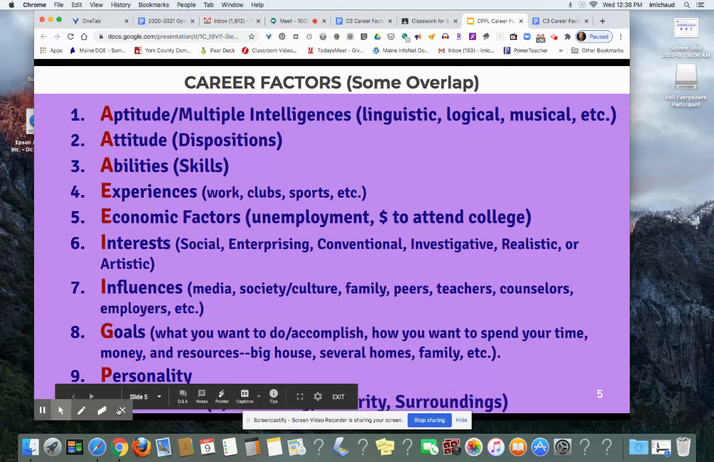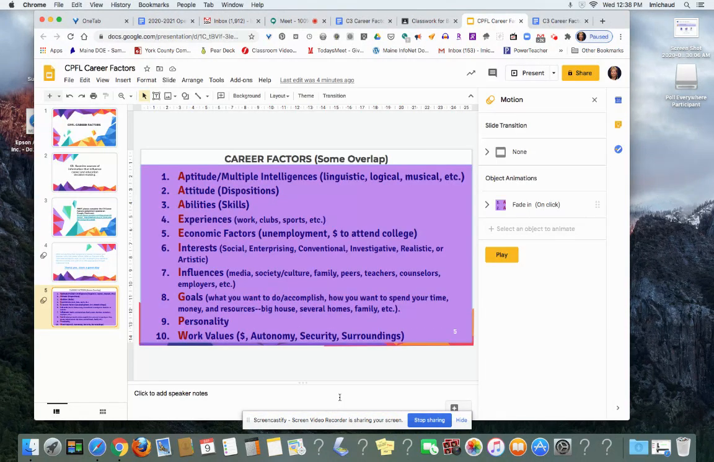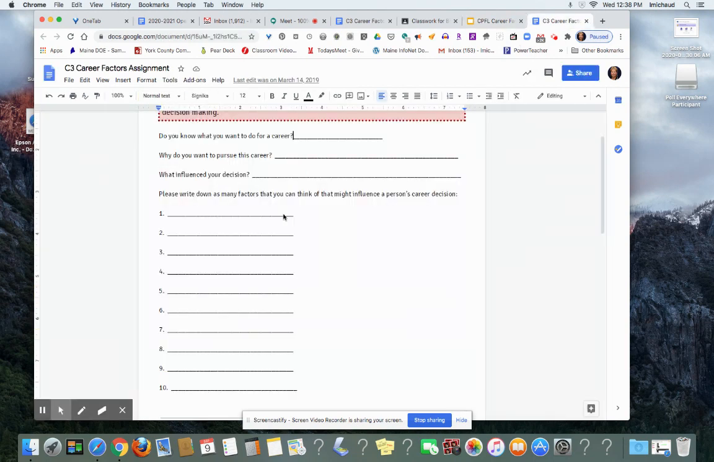And let's see if I can get out of this one here. Your work values. So money, autonomy, security, and surroundings may also influence your career decision. So you may need to go back to this document and make sure you have those 10 listed. You can add more than one per line as well. And make sure you submit this on Google Classroom so that you can get complete credit.